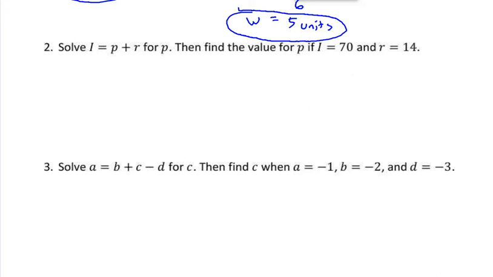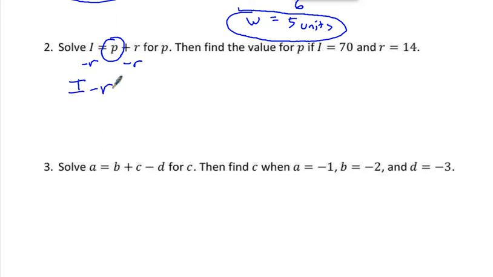Number 2, I equals P plus R, solving for P. You may find it helpful to circle the term or even the specific variable that you are solving for. We see that R is added to P. So to get rid of the R and move it to the left side of this equation, we want to use the inverse operation of addition, which is subtraction. And if we do that on the right side of the equal sign, we need to do the same on the left side to keep this equation balanced.